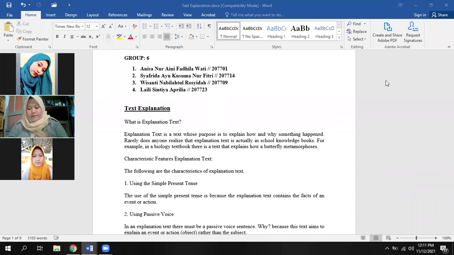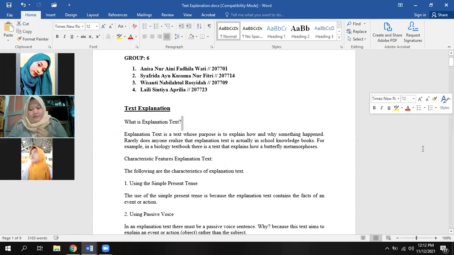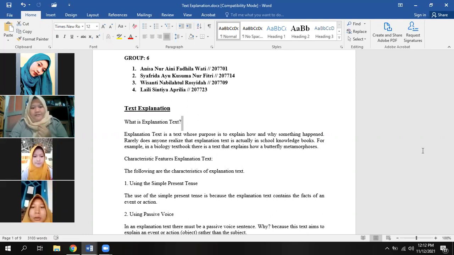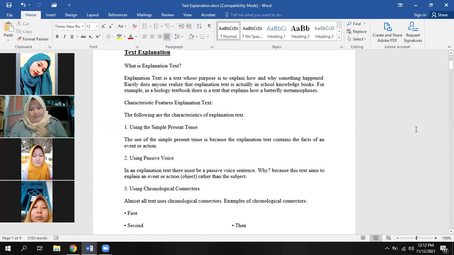We will present the result of our discussion about text explanation. Okay, I ask the moderator to introduce our group members. There are Anisa Nur Aini, Fadhila Wati, Syafrida Ayu Kusuma Nur Fitri, Wisanti Nabilahtul Rosyidah, and me, Laili Sintiya Aprilia. Okay, the first will be explained by Syafrida Ayu. Okay, Syafrida Ayu, time is yours.